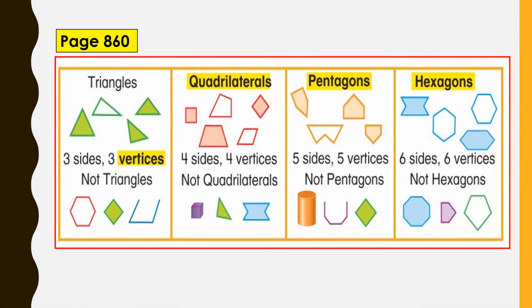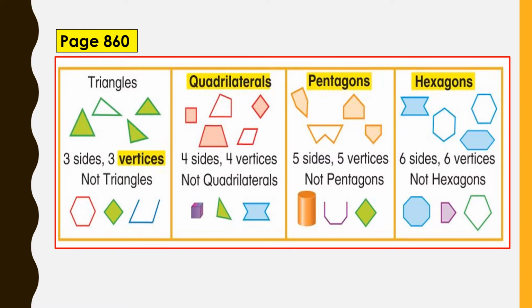Let us now discuss triangles, quadrilaterals, pentagons, and hexagons. Triangles: three sides and three vertices. Quadrilaterals: four sides and four vertices. Pentagons: five sides and five vertices. And hexagons: six sides and six vertices.